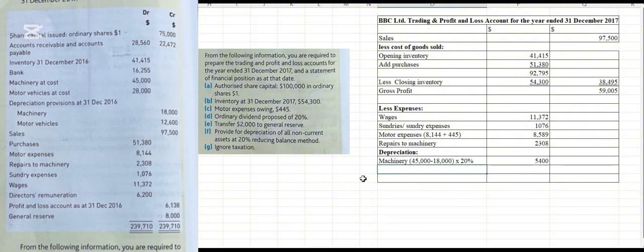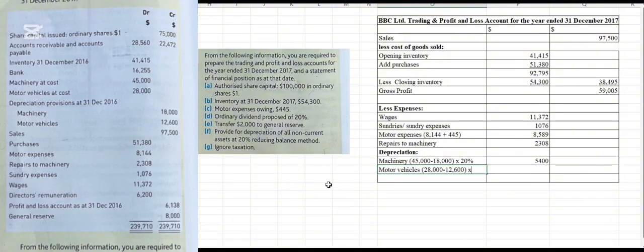The next asset that needs to be depreciated is motor vehicle. Same procedure. The cost of motor vehicle is 28,000. The depreciation provision is 12,600. We minus that from the cost.